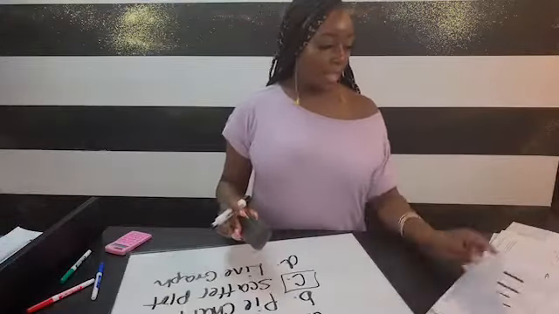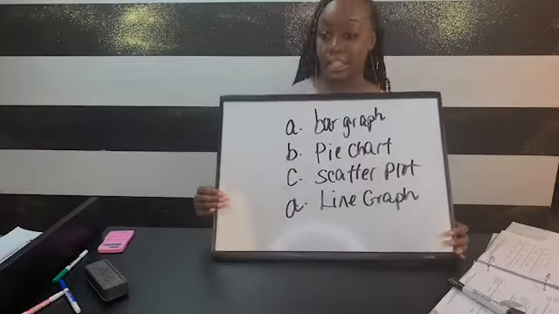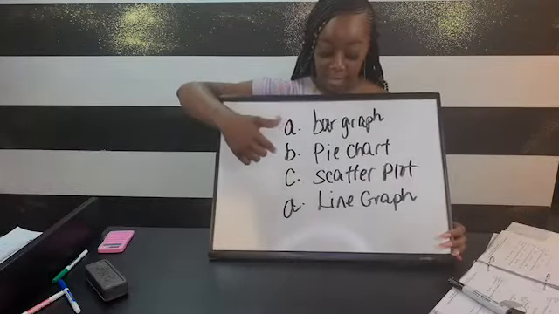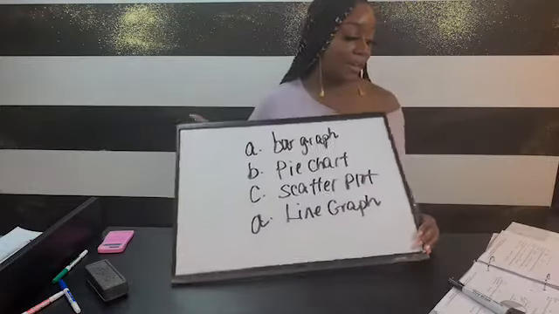All right, it says, which type of graph would best illustrate the results from a student poll broken down into percentages? Would it be a bar graph, a pie chart, a scatter plot, or a line graph? So one more time, which type of graph would best illustrate the results from a student poll broken down into percentages?